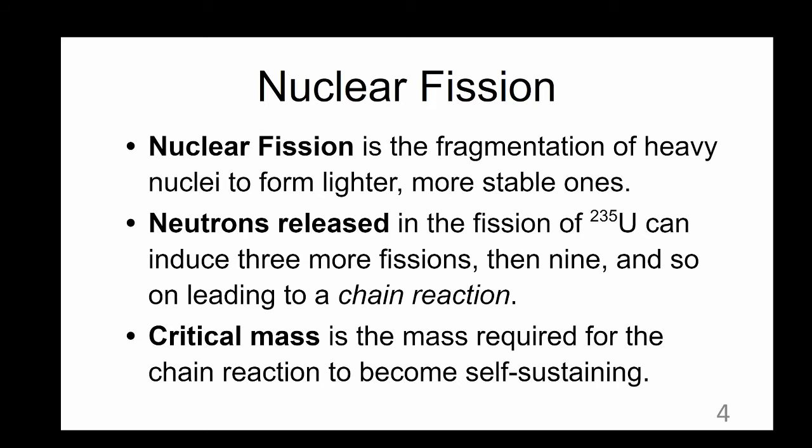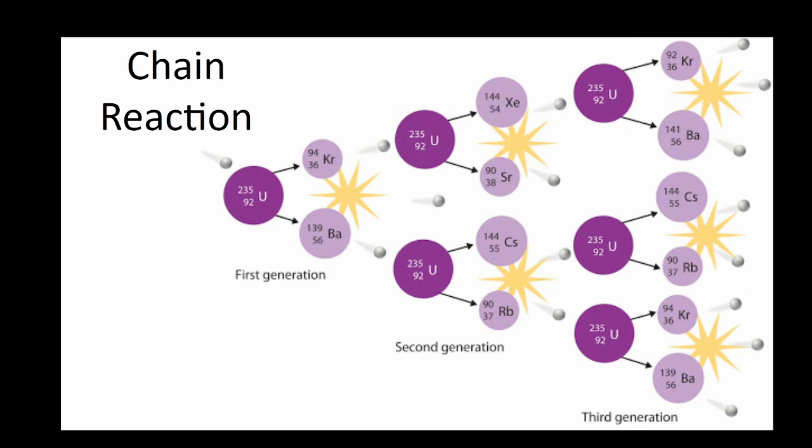The mass required for a chain reaction to become self-sustaining is known as the critical mass. The image shown here shows a chain reaction for uranium-235, which is an unstable isotope used in both nuclear power reactors and nuclear bombs. In order to get the concentration of uranium-235 high enough to use it for nuclear power generation, we need to enrich it to reach a critical mass.